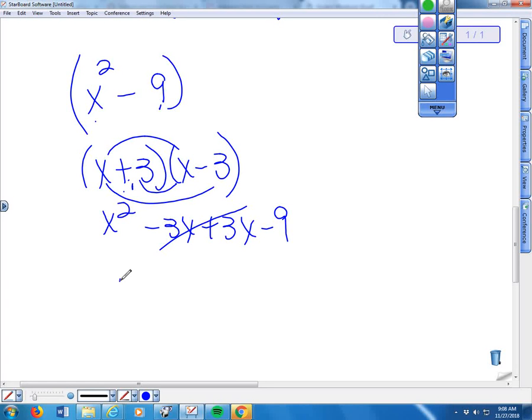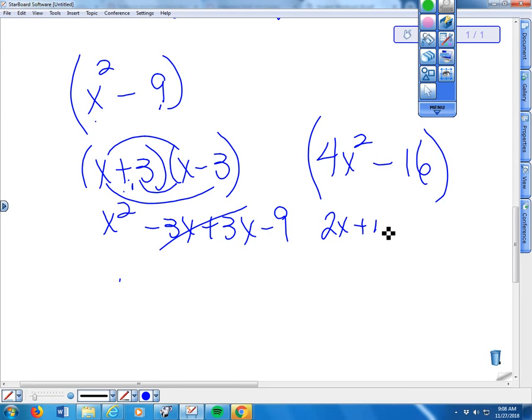Okay, so how do I factor that? So 2x, sorry, plus 4, parentheses, 2x minus. There you go.